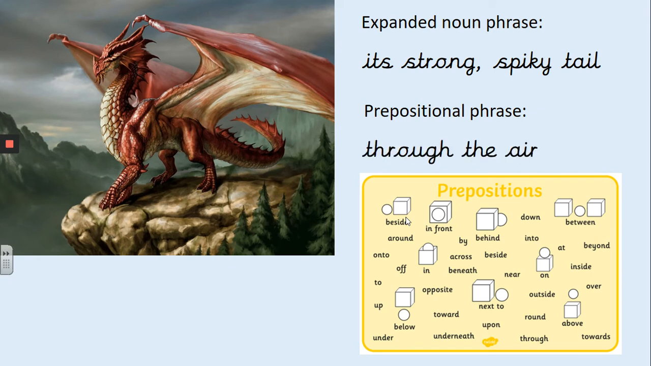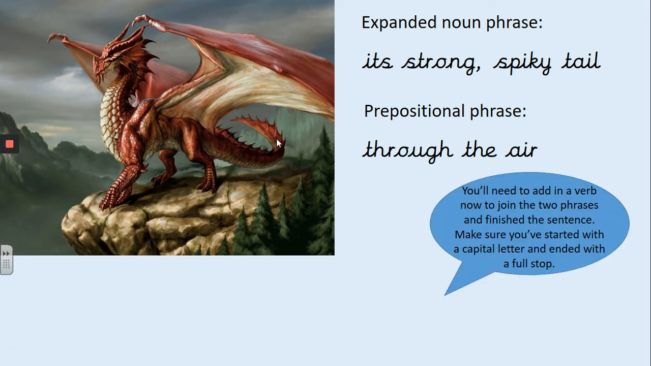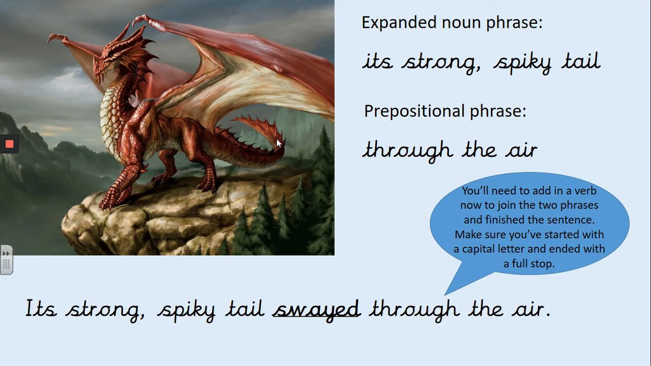So I'm going to write through the air. So this tail, to me, it looks like it's midway through swinging around. So I think this tail is moving through the air. So my sentence is going to be, its strong spiky tail swayed through the air. So there I've got a preposition for movement in this one. A little bit of a trickier one. So now, pause here and have a go at writing your own sentence with your expanded noun phrase, your prepositional phrase, and putting it all together into that one sentence.